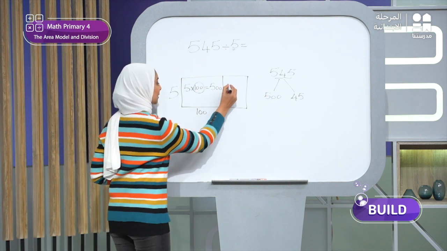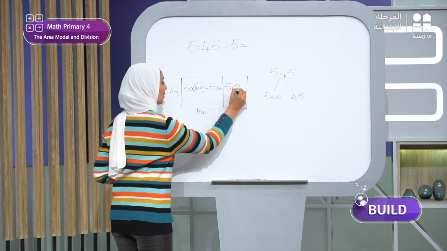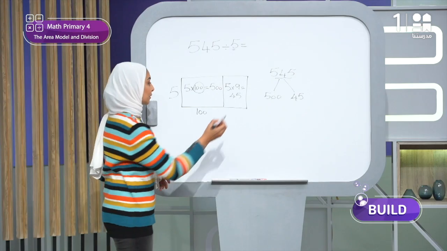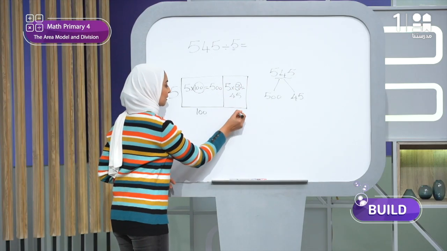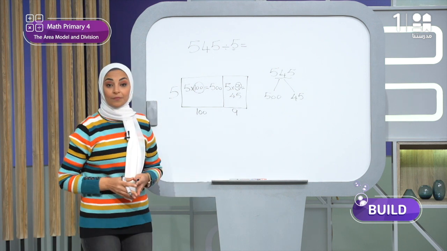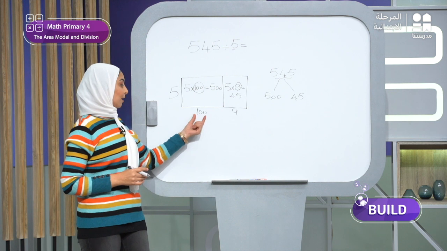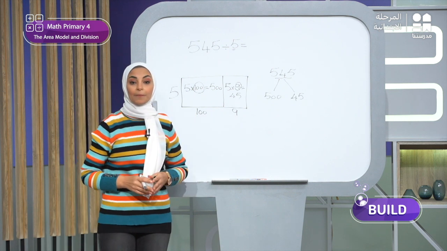So let's write it here. 5 times 9 equals 45. And then what should I do? Yes, I will write this 9 in this space. Then what should I do? Yes, so here I have 109.